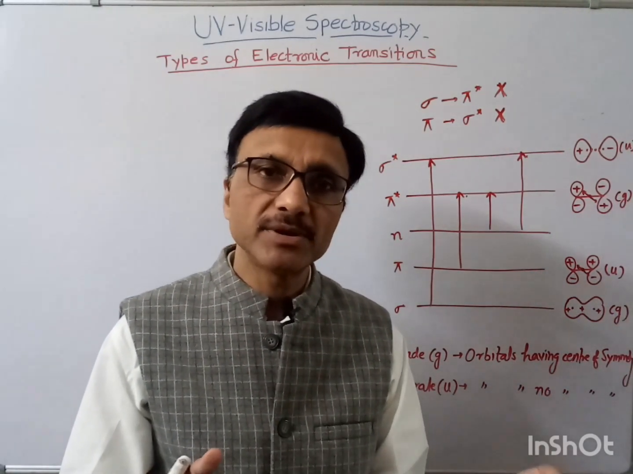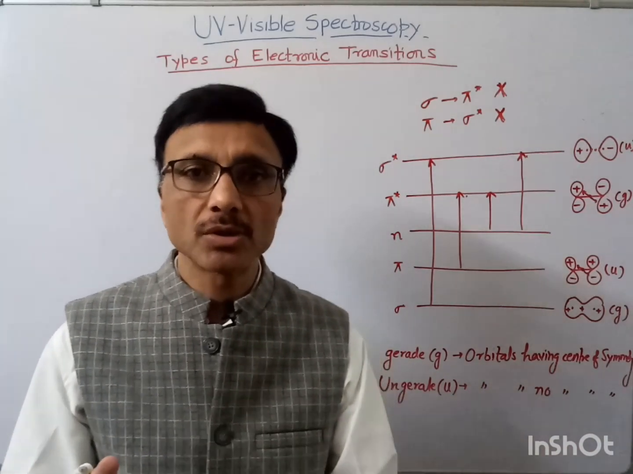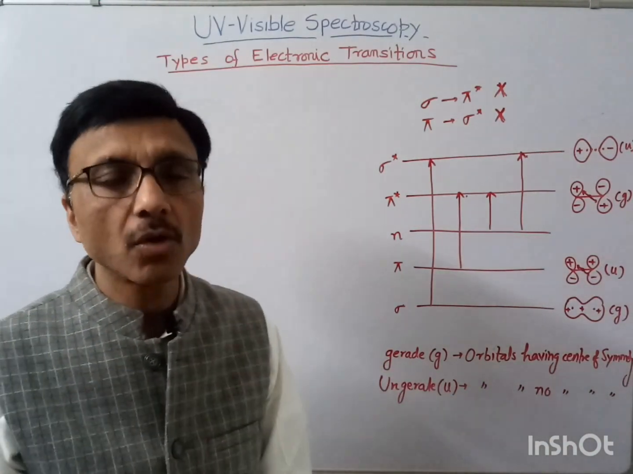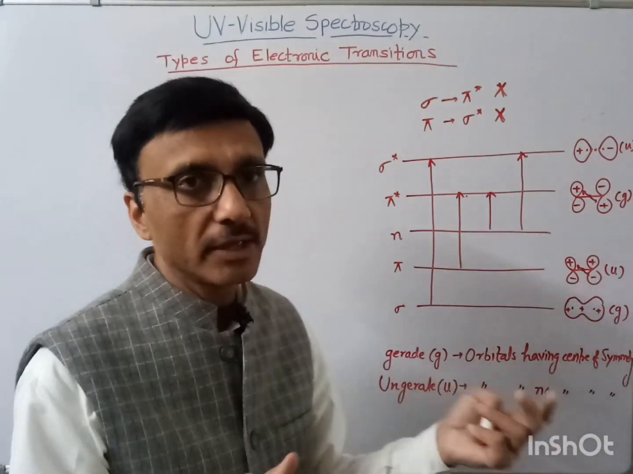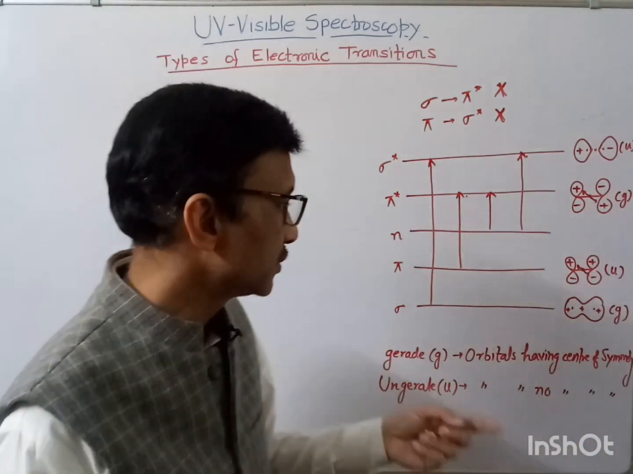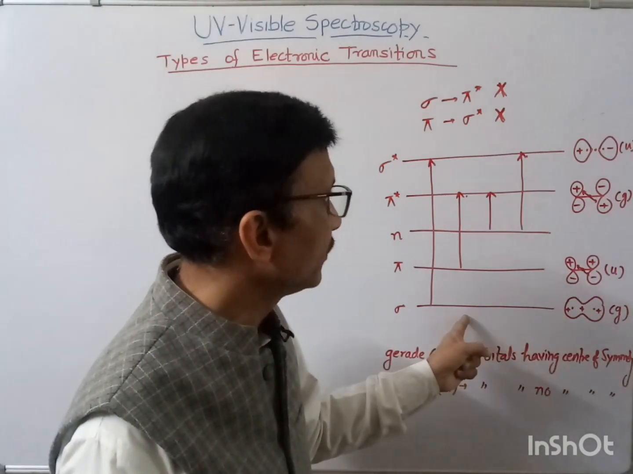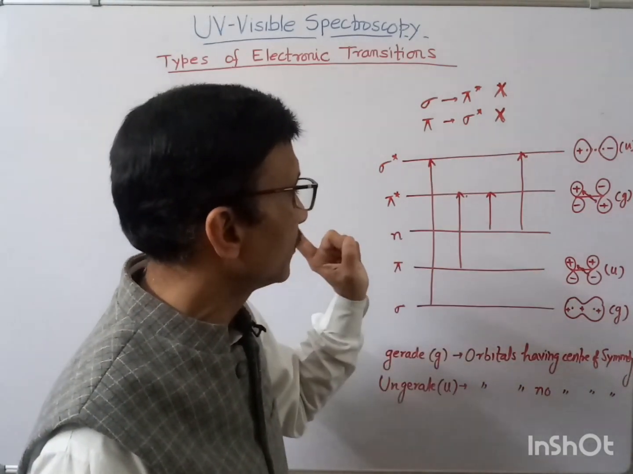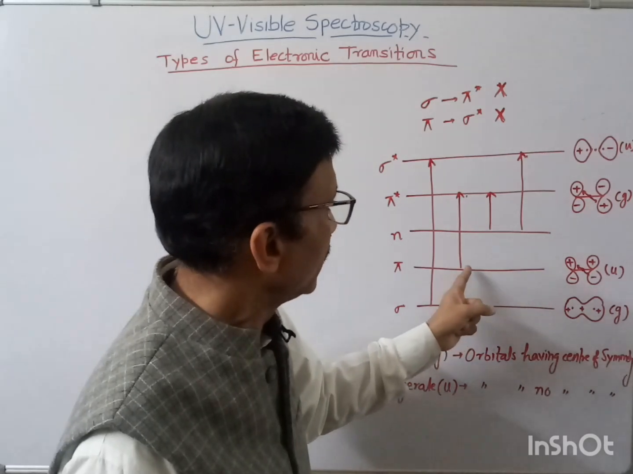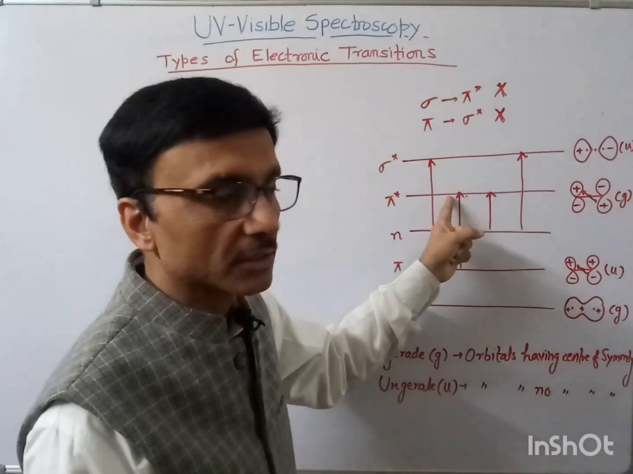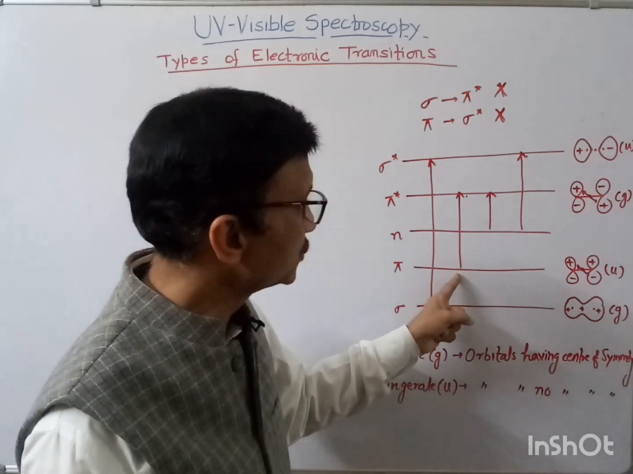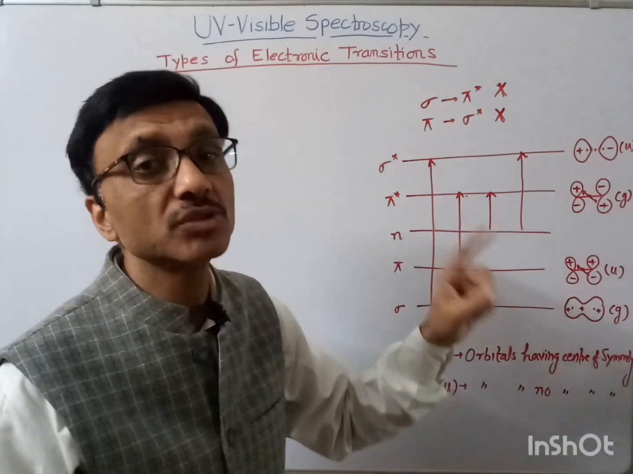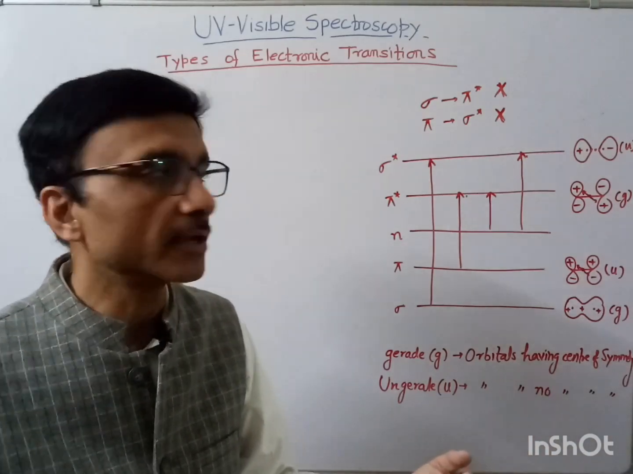Either the symmetric will change into non-symmetric, or the non-symmetric will change into the symmetric one. So during transition this will take place. Here the symmetric one is changing into the non-symmetric one, and in the same way, if you see pi to pi star, the unsymmetric is changing into the symmetric one. That's why the transition is taking place.